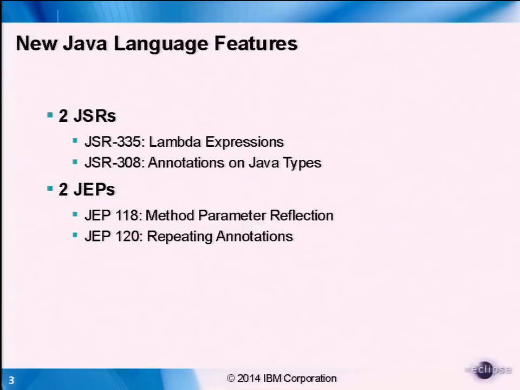Now, repeating annotations, that is really, really a small feature. What it allows you to do is use the same annotation type with different arguments on the same element. Before, that was not possible. So that's really a small enhancement, but still, some might find it useful.